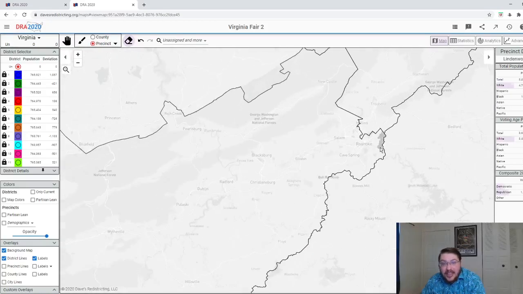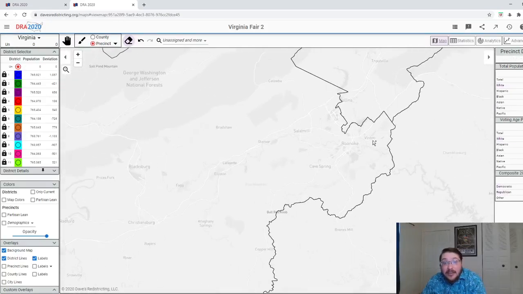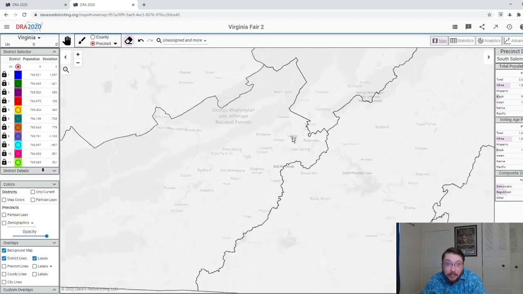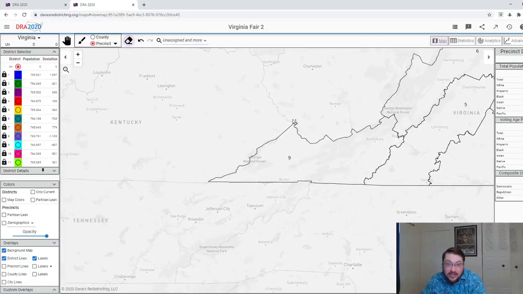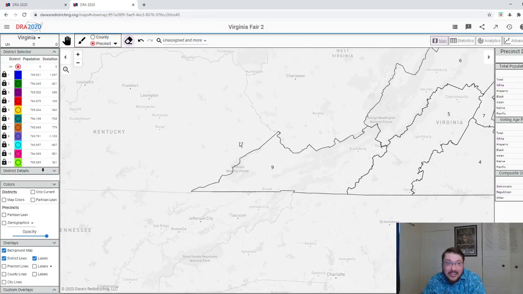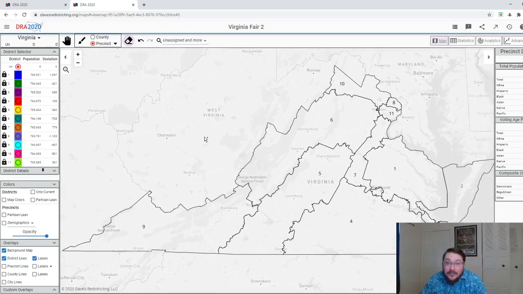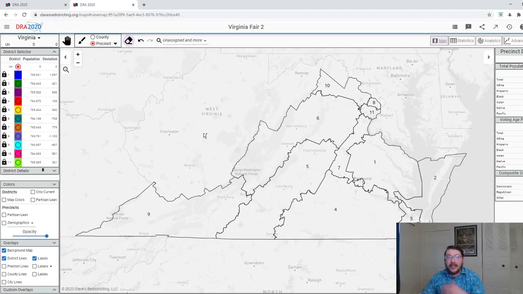And then, of course, the 9th is, well, the 9th. This time, as an attempt to make it competitive, I tried to include as much of Roanoke as I could. But the fact of the matter is, the rest of the 9th Congressional District is just too Republican-leaning. It's never going to be competitive. I don't like this plan.